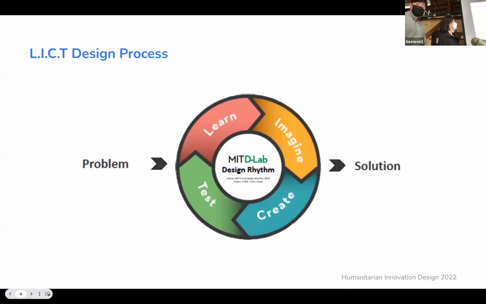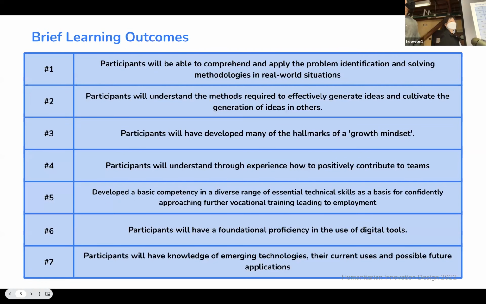And this is the design process that D-Lab has already concluded: learn, imagine, create, and test. All classes are designed based on the 4 phases. And here are the 7 learning outcomes that Horizon Center provided. Each of our classes chose 1 to 2 learning outcomes to focus on.